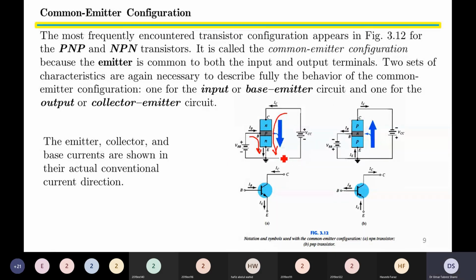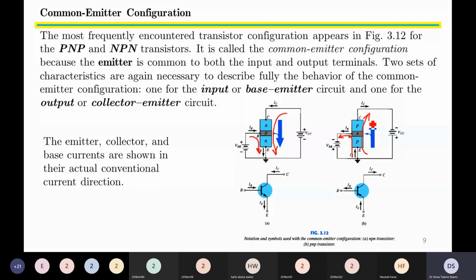Then if we look at figure 3.12, part B, we see PNP transistor with common emitter configuration. It is common because the emitter current is first divided into the base current and the collector current. So in PNP case also, the total current flowing through the transistor initially flows through the emitter terminal. Hence the name common emitter.